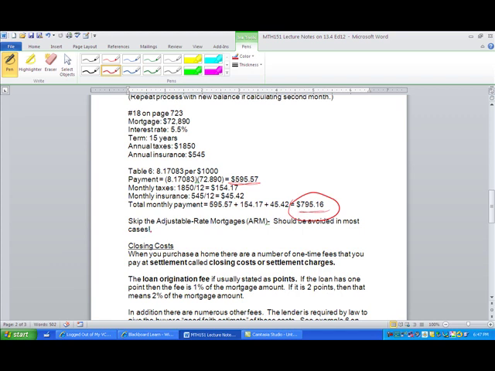Now, I'm skipping the adjustable rate mortgages, which are typically called ARMs, and my recommendation is to avoid those in most cases. What happens is it starts out with a very low, reasonable interest rate, and then after so much time, it jumps to a much higher rate. And a lot of the people I know that have gotten into trouble with their mortgage and have lost their homes, it's because of an ARM. So I do recommend or advise you to avoid those.